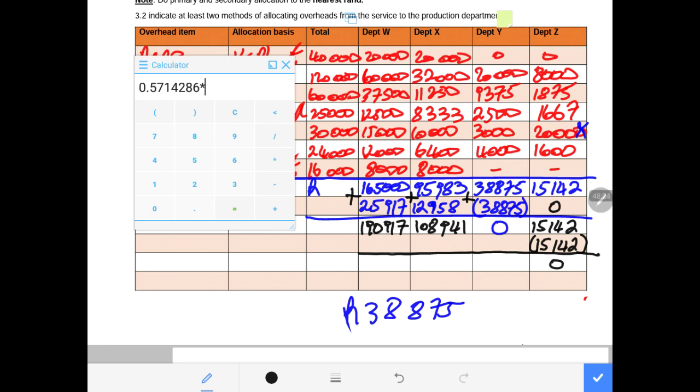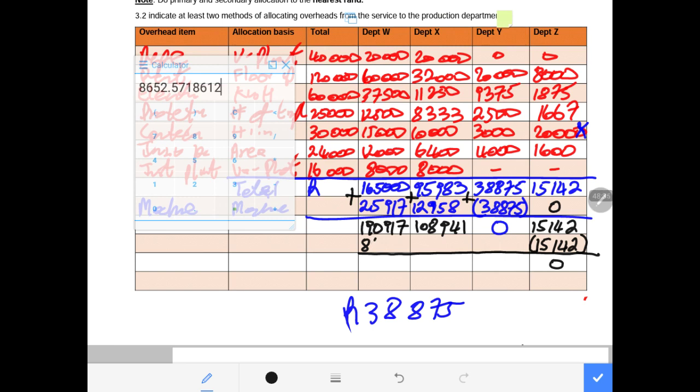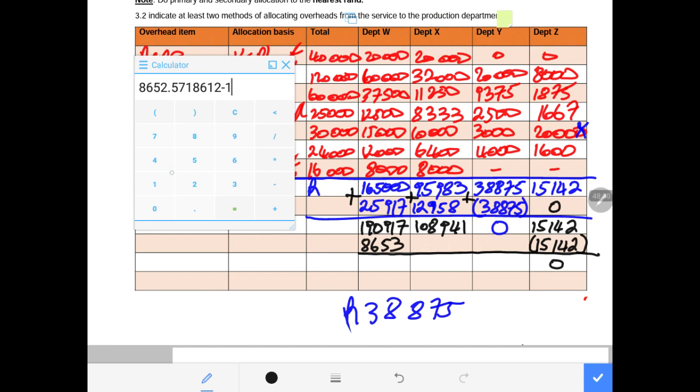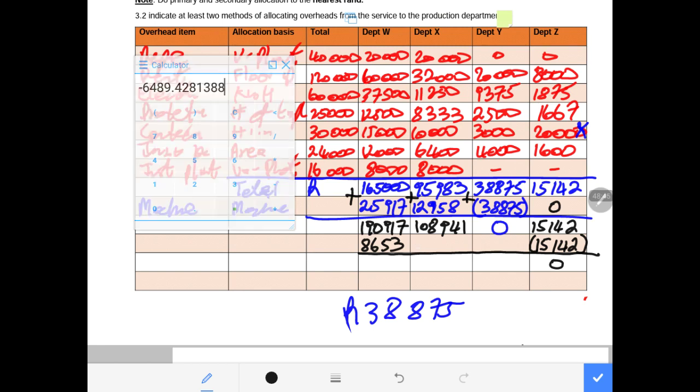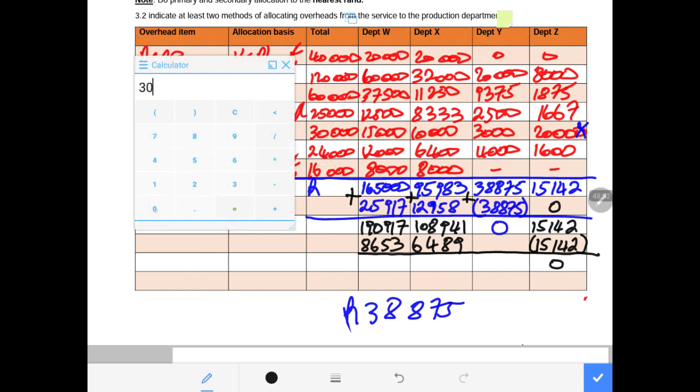We multiply this by the 15,142, meaning the amount that goes to the first department, which is W, will be 8,653. The rest of the minus 15,142 will go to department X, which is 6,489. Let me just verify it. 30,000, divide this by 70,000 equals, multiply this by 15,142, that is 6,489. Yeah, that is correct.